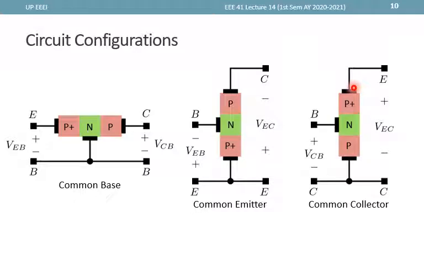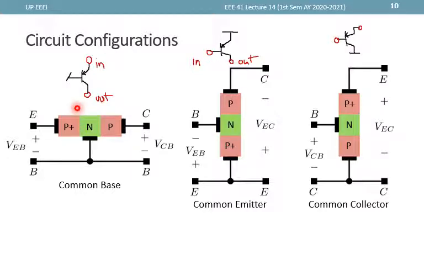Now, this is how you would normally see these BJT configurations drawn.